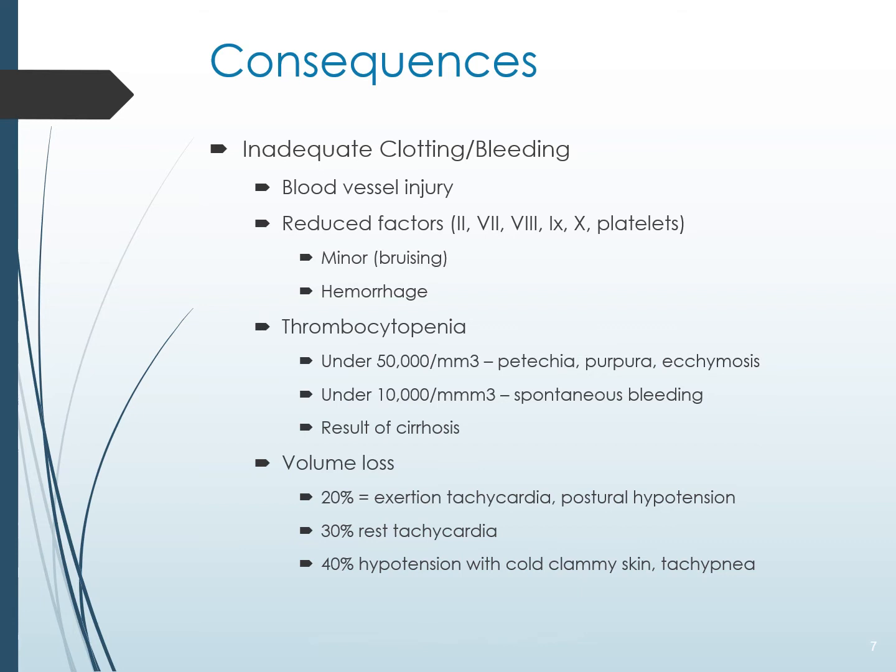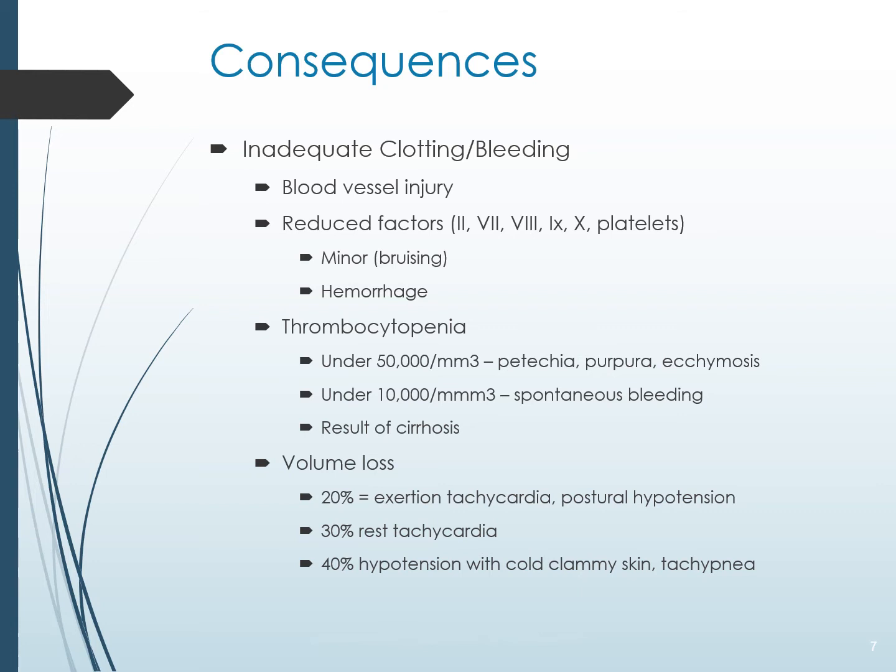Pathophysiological consequences of inadequate clotting or bleeding. Bleeding occurs after injury to arteries and veins, but it can also occur spontaneously when the factors needed for clotting are reduced. The clotting factors include platelets and clotting factor 2, which is called prothrombin. Also 7, 8, 9, and 10. So 2, 7, 8, 9, and 10 are the clotting factors for prothrombin. The extent of bleeding can be as minor as bruising or as significant as a hemorrhage.